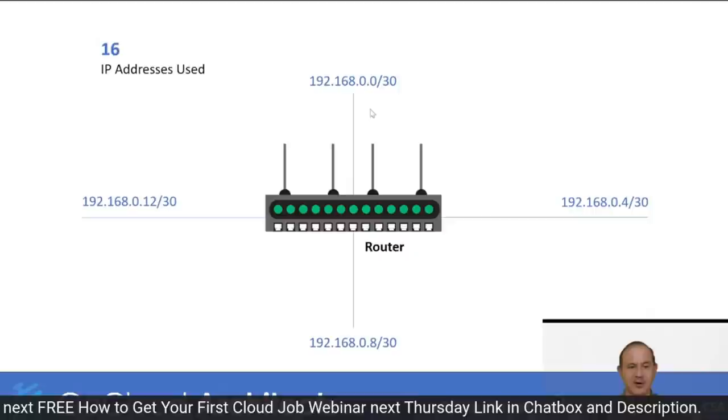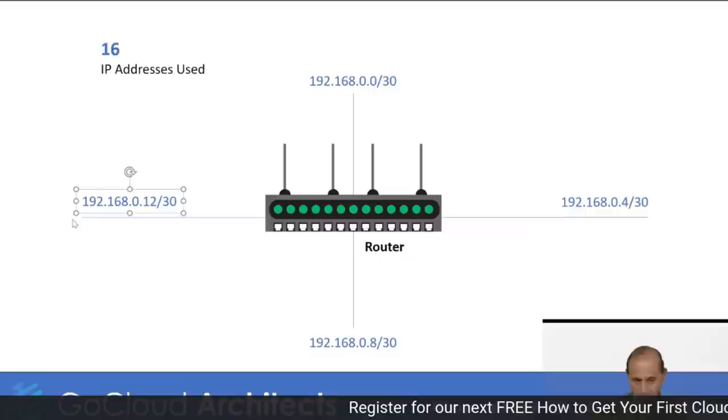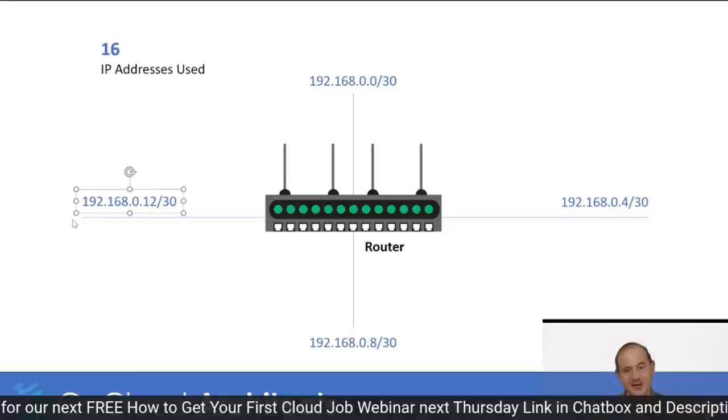So, /30 here, /30 here, /30 here, /30 here, and guess what? I've used 16 addresses versus 16 million. Which do you think is more efficient? 16 versus 16 million. Heck, if I could pay $16 to get $16 million back, I'd be thrilled.